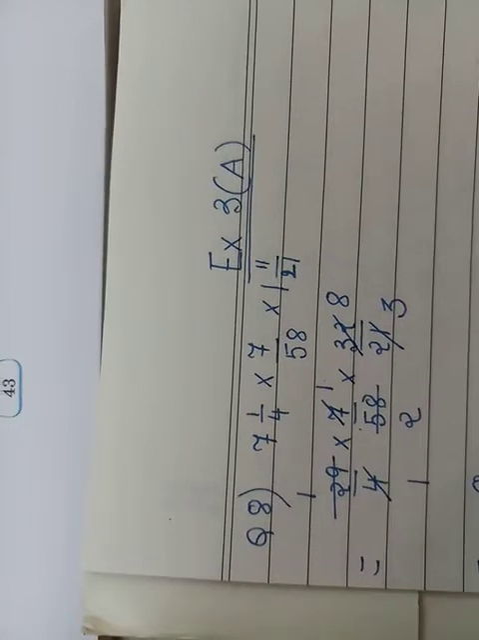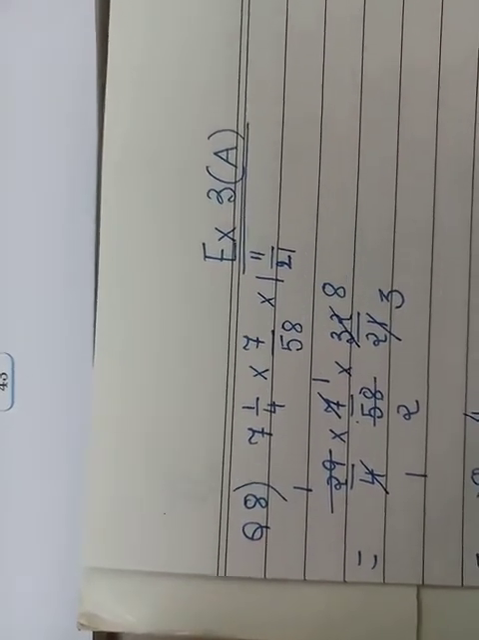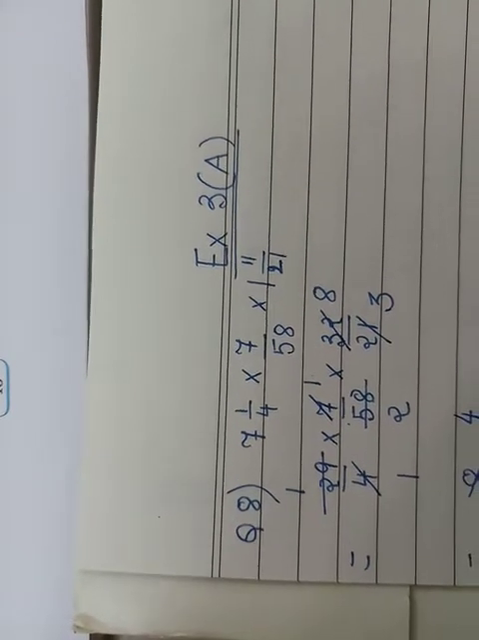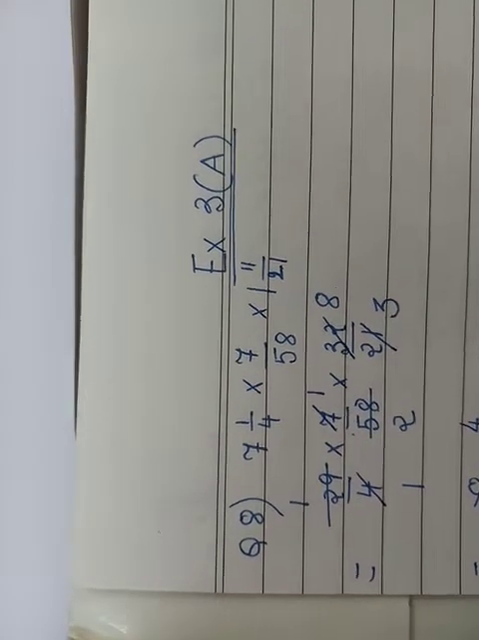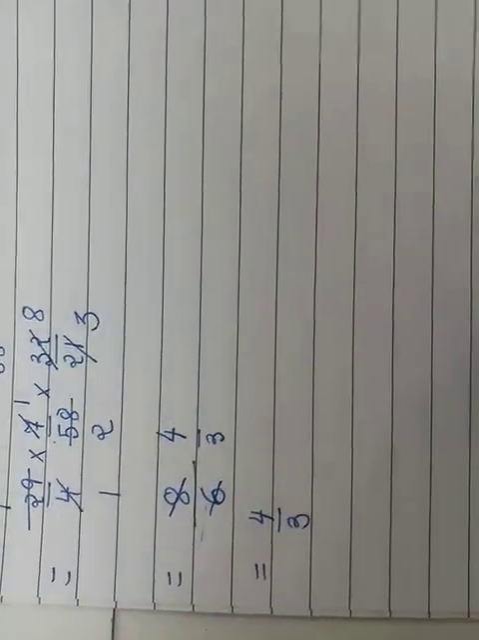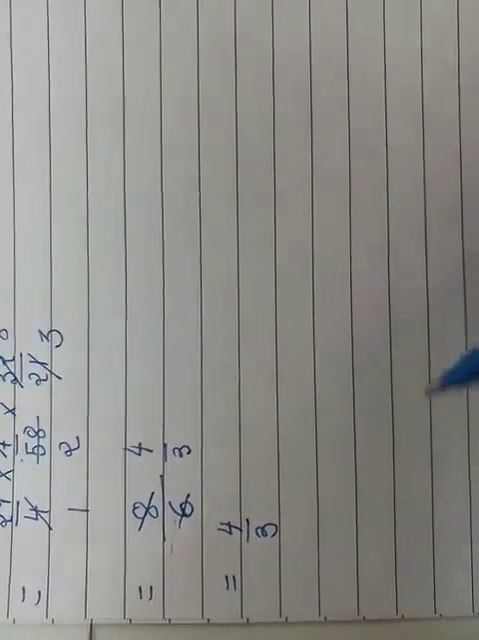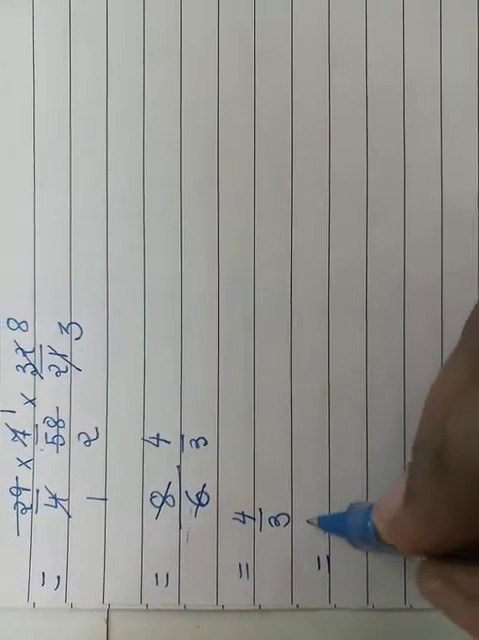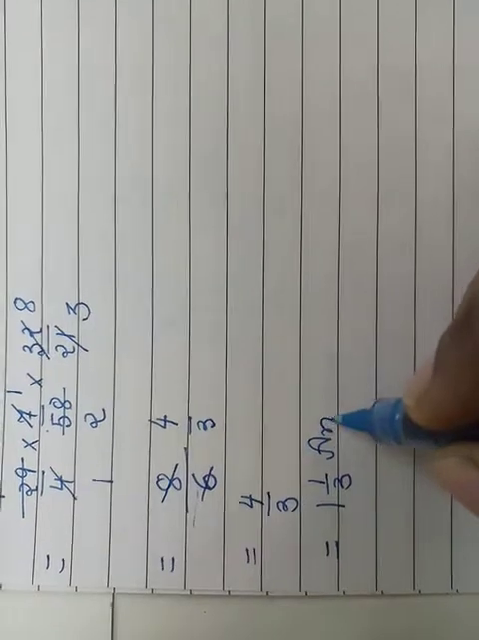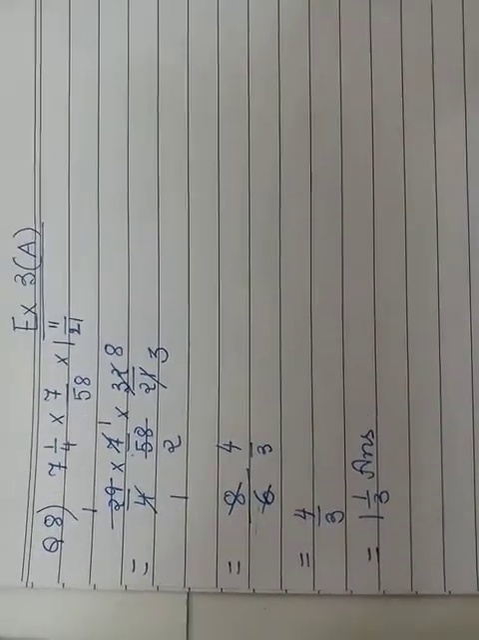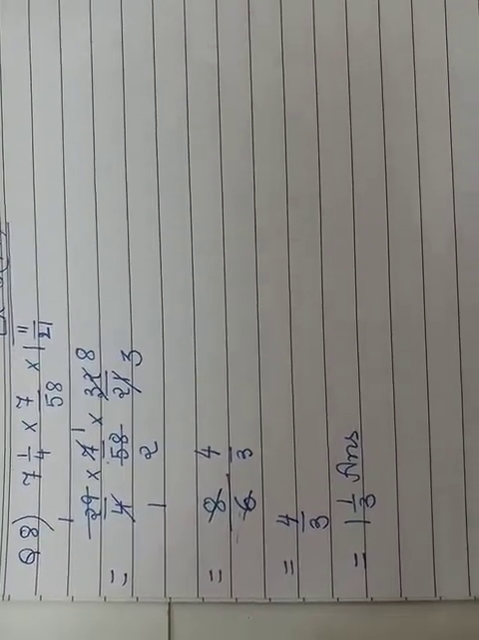Again 8 and 6 are getting cancelled with the table of 2. 2 4s is 8. 2 3s is 6. So we got the answer 4 by 3. As I said earlier also, we always convert an improper fraction into mixed fraction. So I convert into a mixed fraction, that is 3 whole 1 by 3 is the answer. Hope you have understood how to multiply the given fractions.